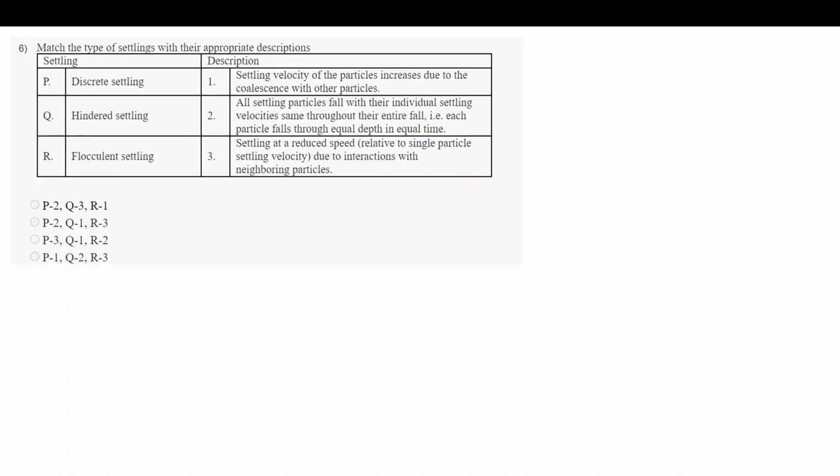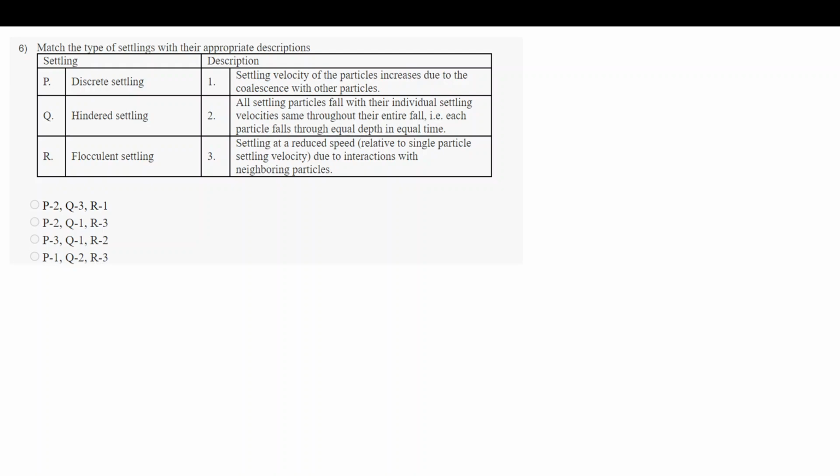Next is match the type of settlings with their appropriate descriptions. So the first one is discrete settling. Discrete settling is where all the particles fall at their individual settling rates, and these rates are never hampered or changed in the presence of other particles. So for that, if you look into the options, it is 2, where all the particles fall with their individual settling velocities, the same throughout their entire fall, right? So for P it is 2.